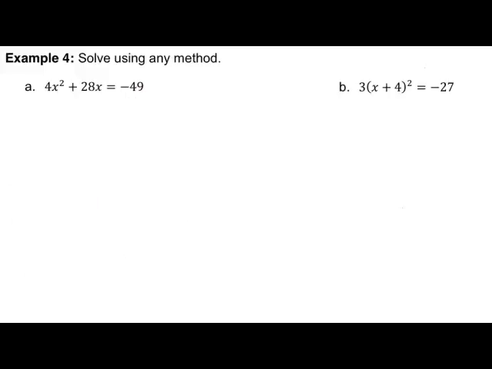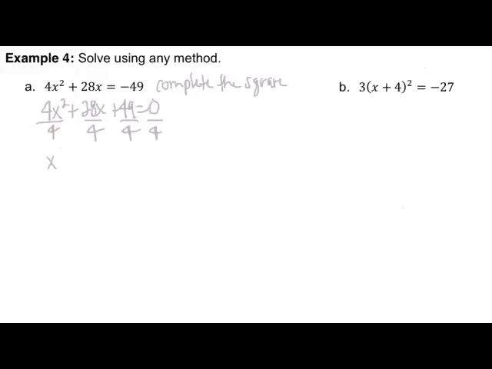The next method I'm going to show you is completing the square. Now I'm skipping over square roots because notice we have an x term here. If we have an x term, we cannot use square roots. So I'm going to move on to completing the square. To complete the square, first of all, I need a 1 in front of our x squared term. So we're going to divide everything by 4.